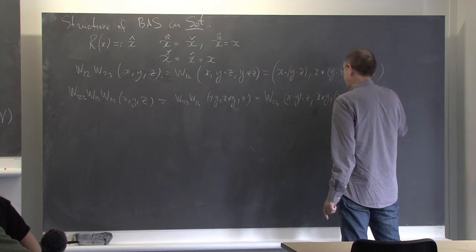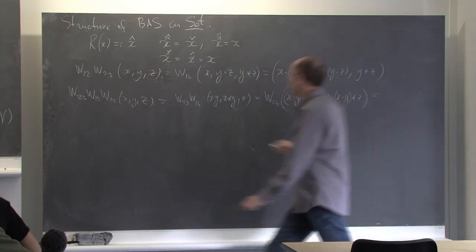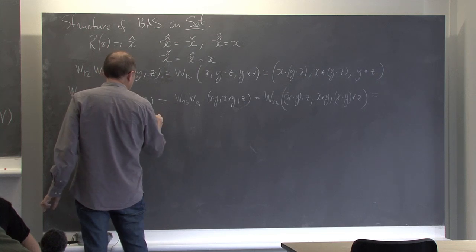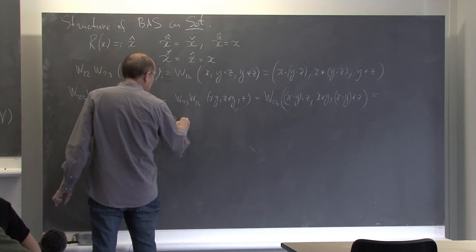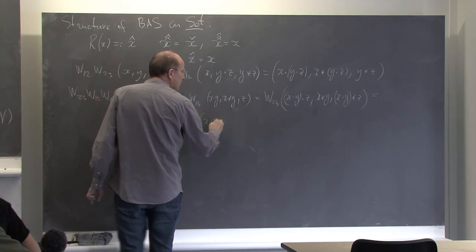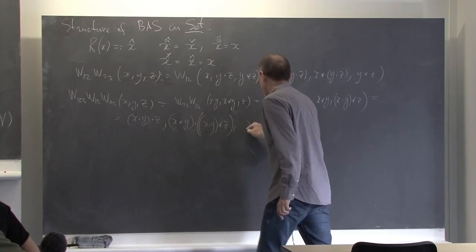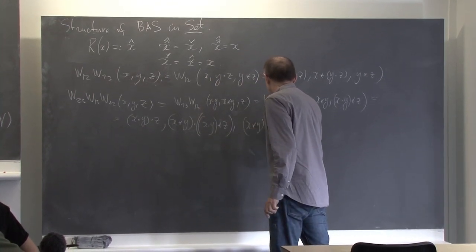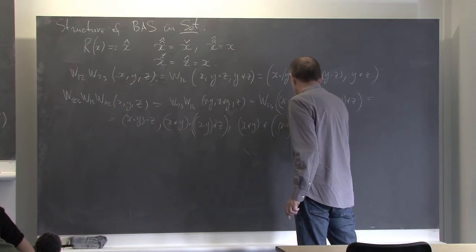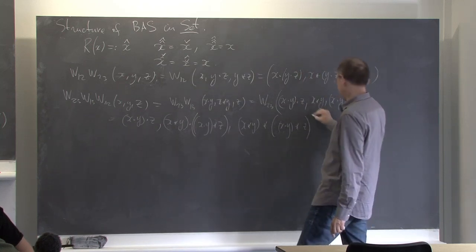And finally, W2,3 acts on the two last components. So we end up with x·y·z, (x*y)·(x·y)*z, with parentheses, x*y, one more star, (x·y)*z. That's it.